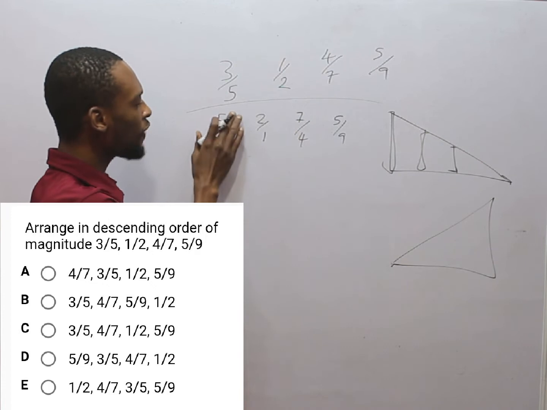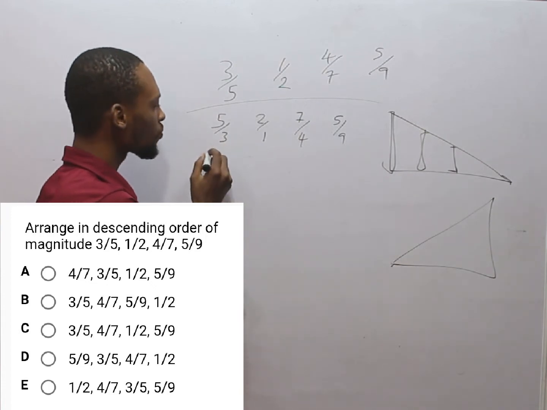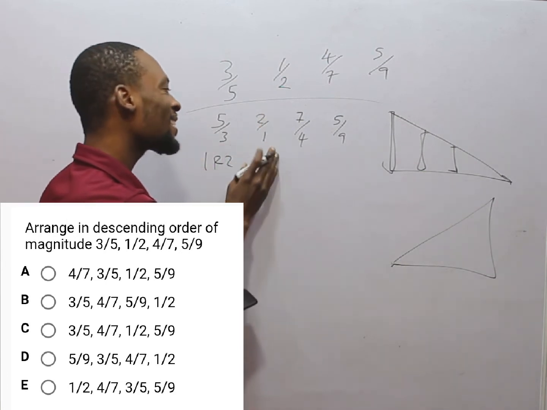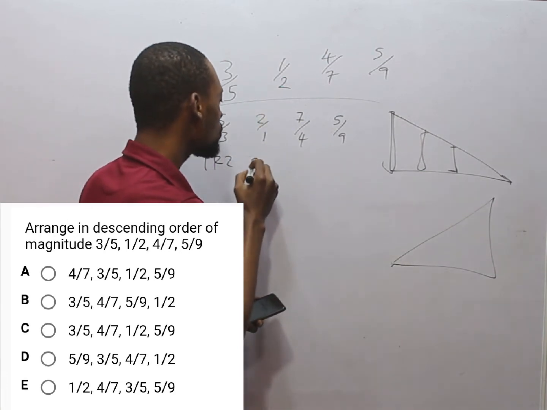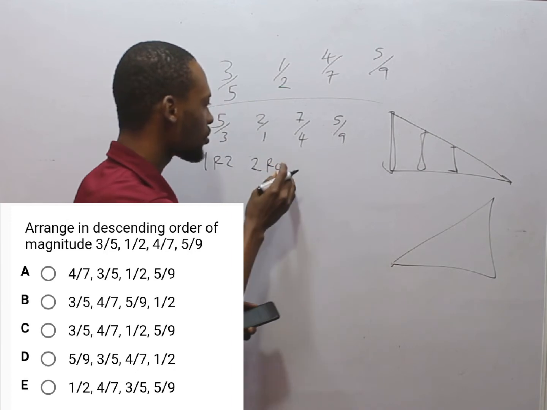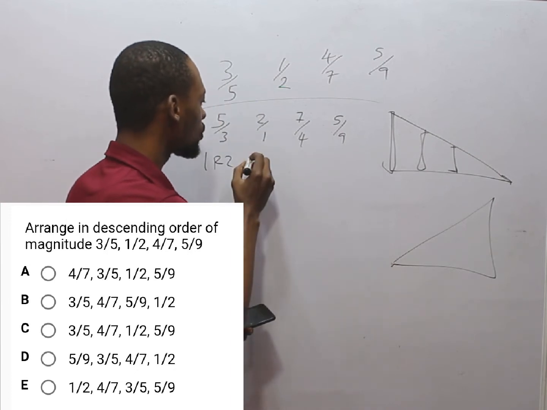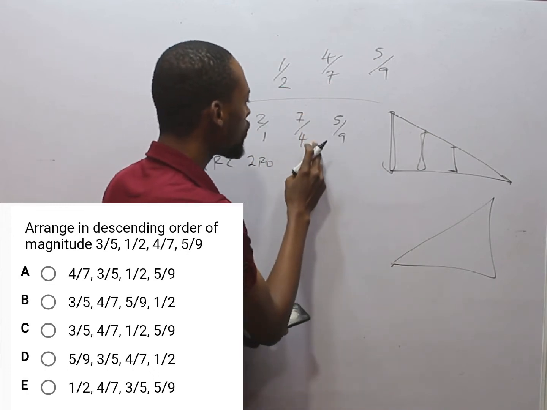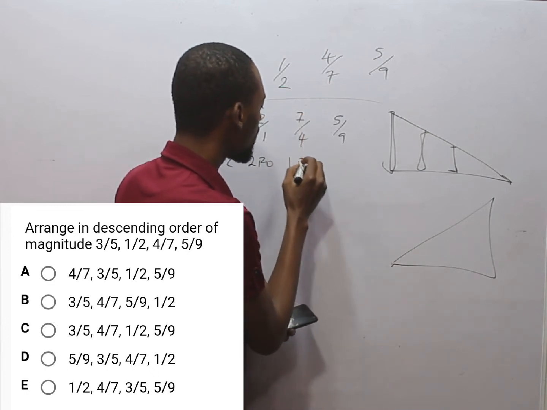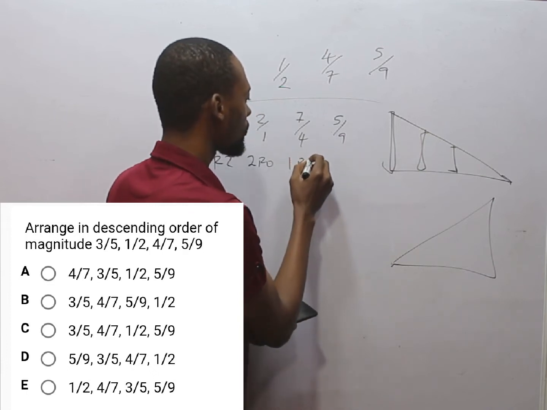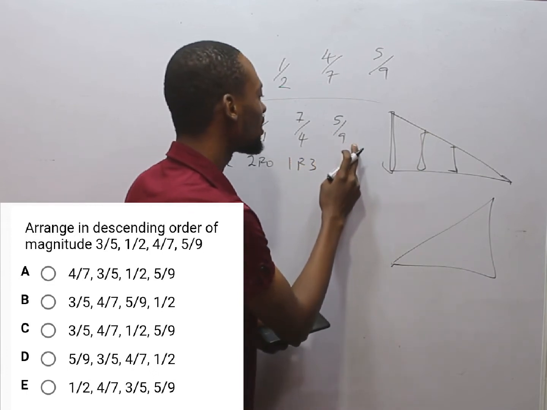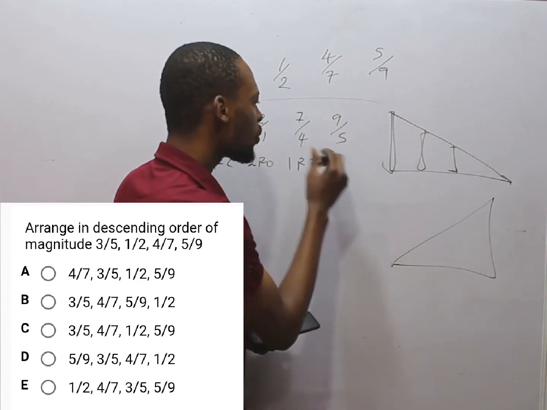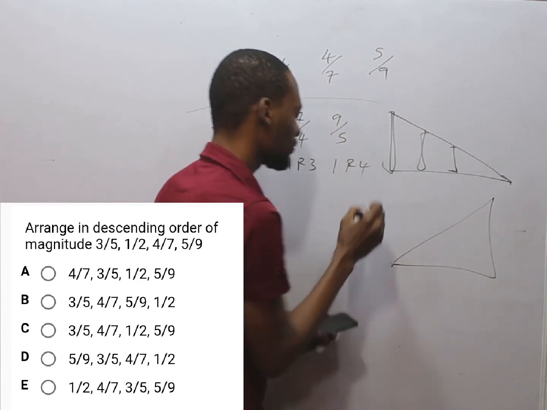Here, 5 divided by 3 will simply be 1 remainder 2. 2 divided by 1 is 2 remainder 0. 7 divided by 4 is 1 remainder 3. 5 divided by 9, sorry, this is inverted, 9 divided by 5, that will give you 1 remainder 4.